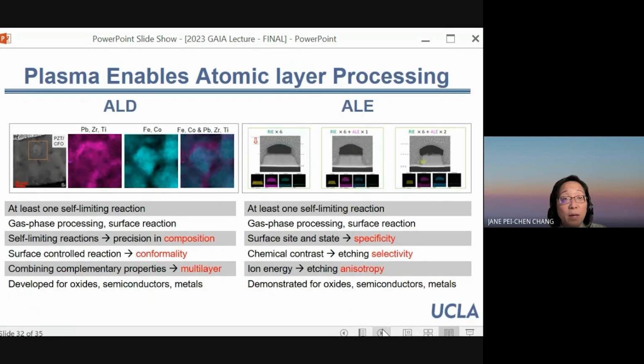Okay, so this is a summary of what I would like to emphasize today. By using the plasma, where we have energetic ions whose directionality we can control, we can enable material synthesis by atomic layer deposition or nanoscale patterning by atomic layer etch. For deposition, the important aspects are composition, conformality, and our ability to synthesize multi-layers that combine complementary material properties. For atomic layer etch, we need the reaction to be specific, selective, and to realize highly anisotropic structures.